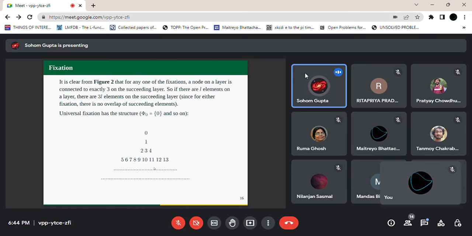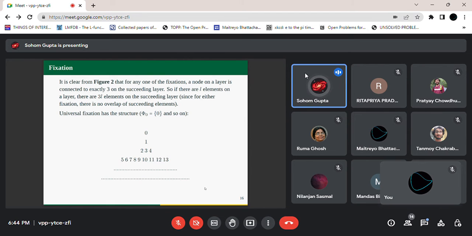You can clearly see that since these are disjoint, for every single element there will be 3 elements in the lower layer. And those are disjoint. So therefore, if there are L elements in this layer, there are 3L elements in this layer. And that is what I have written here. So basically, if it's 1 here, it's 3, then it's 9, then it's 27, then 27 times 3 is 81, then it's 243, and so on.